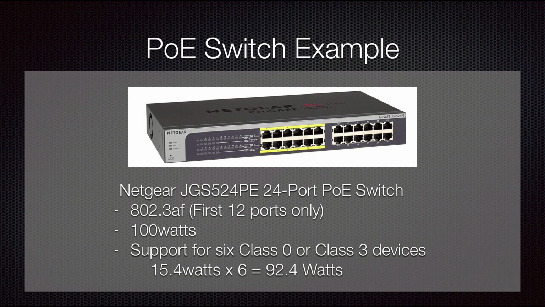So what does that mean? Well, if you were to use class 0 or class 3 devices, you would only be able to power 6 devices, because 15.4 watts times 6 gives you 92.4 watts. That's the max. This switch will only put out 100 watts, so if you plug in a 7th device, it won't power it because it doesn't have enough power. Now if you have some class 1 and 2 devices, then you're not using as much per port, and you would be able to use more than 6 ports.